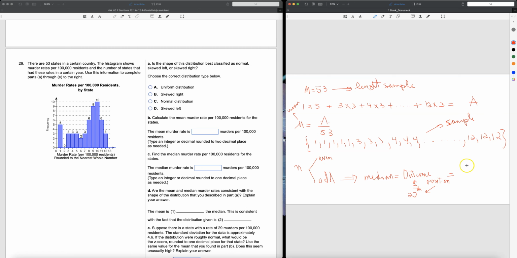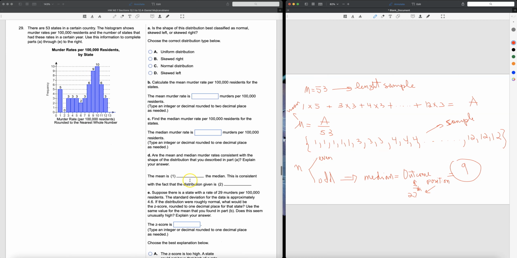So the median is 9. Okay? So that's what I want to tell you, because probably this is a little bit of a challenge. It's just to understand that.